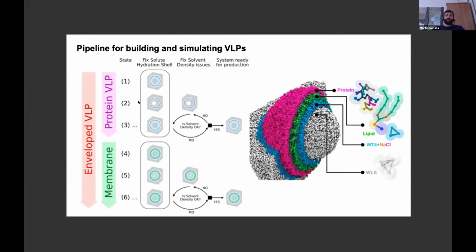And in the right panel, I show the resulting enveloped VLP of Zika virus after executing the pipeline. And the molecular components of the system are shown here as an onion-like shape, showing each component: the protein, membrane, lipids, and the solvent too.